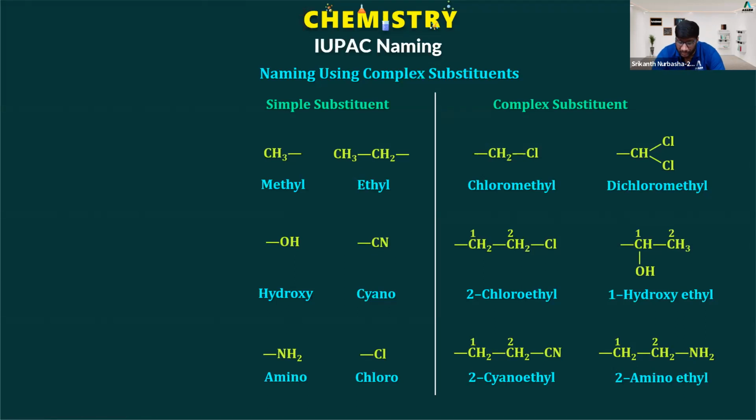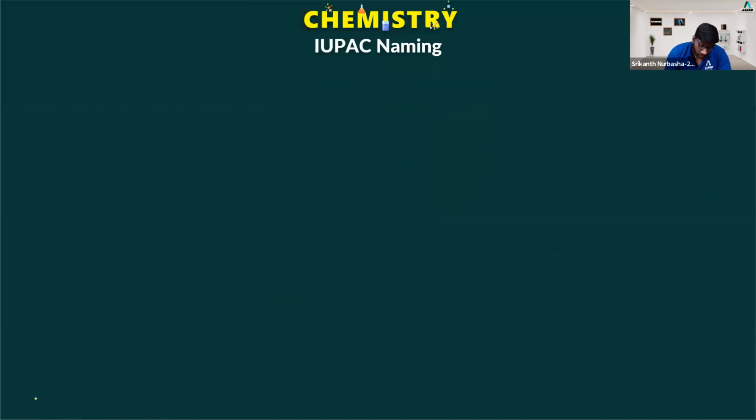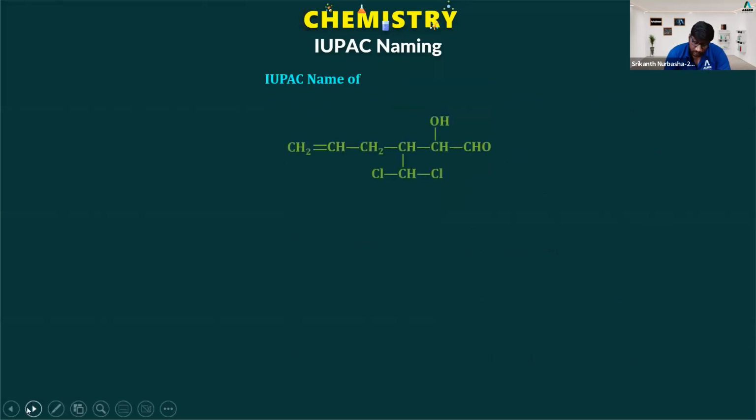Whenever you have a substituent like this, that is nothing but a complex substituent. How to name the compounds whenever you have complex substituents will be given to you now. All of you name this compound: CHO, CH, CH, CH2, CH, CH2. I have already given the numbering. Numbering has to be given in such a way that the principal functional group has the highest priority and gets the lowest possible number. So 1, 2, 3, 4, 5, 6. Now if you look at the second carbon, you have an OH group. On the third carbon, you have CHCl2. Fourth, fifth, sixth.